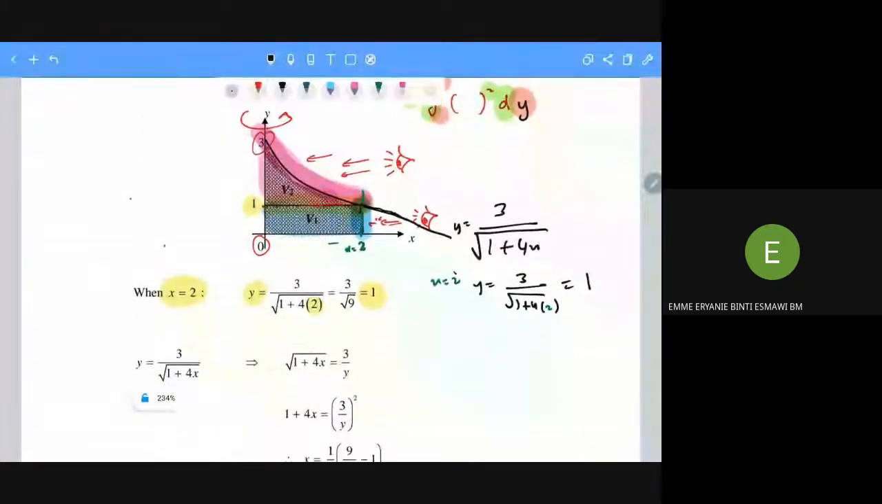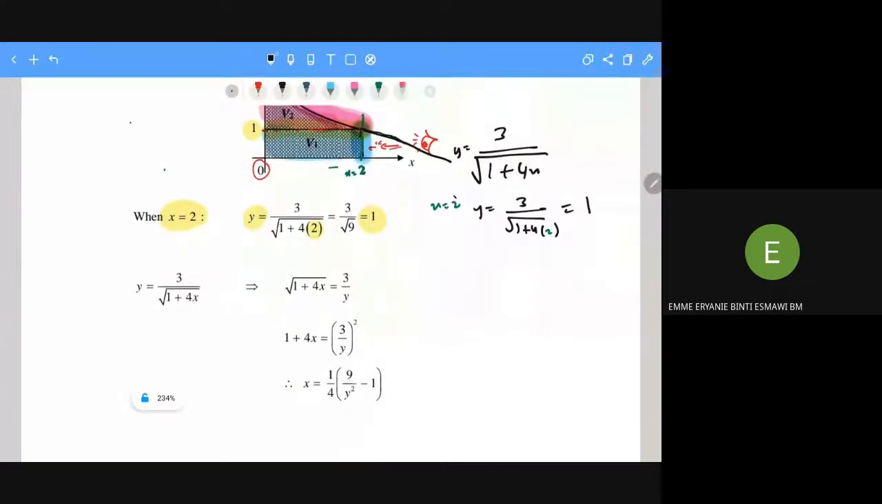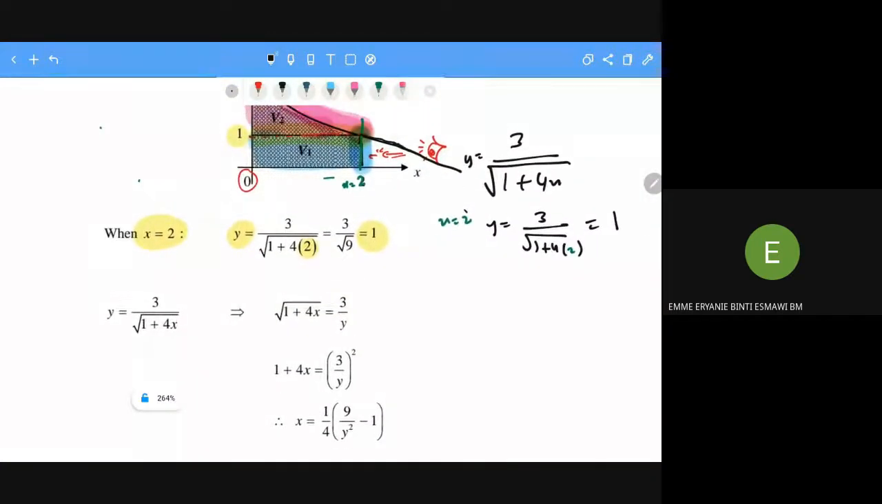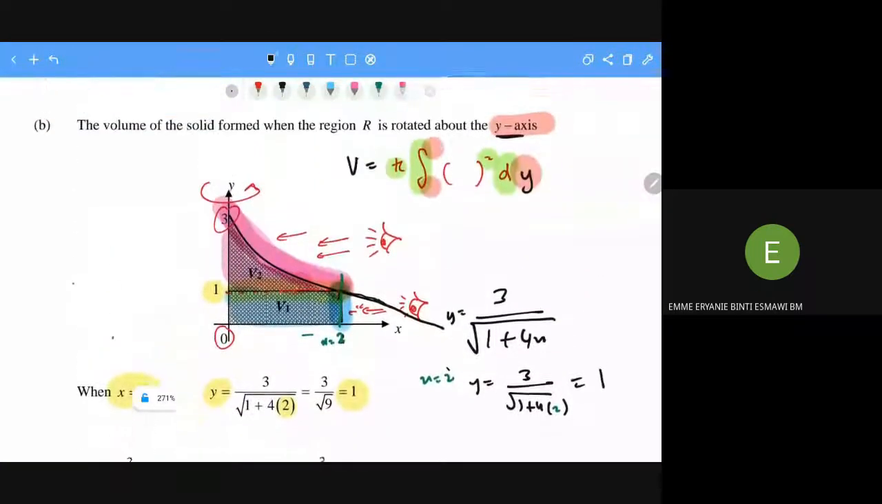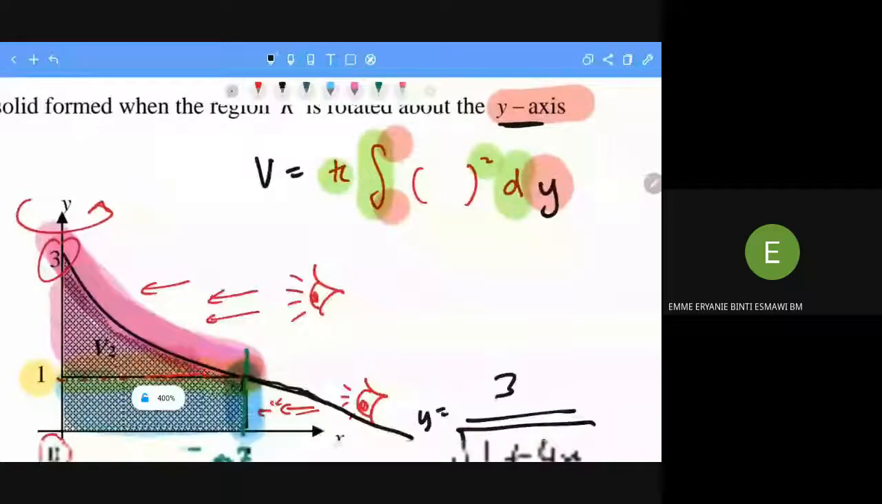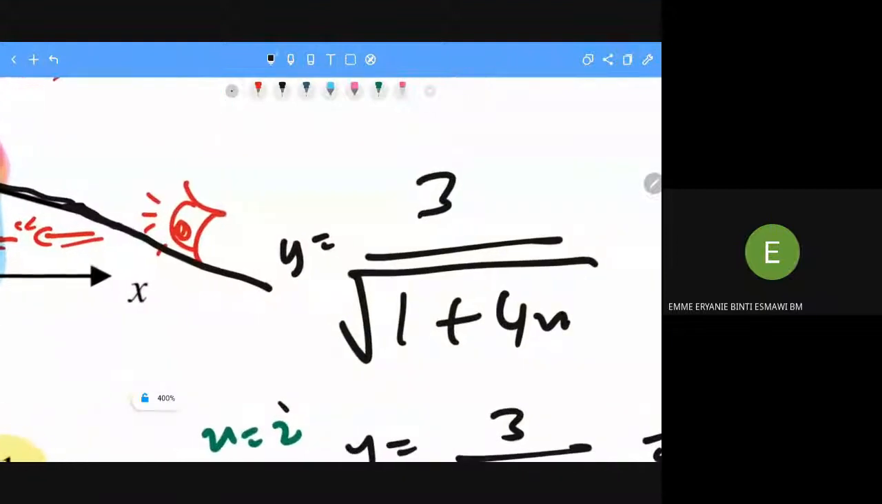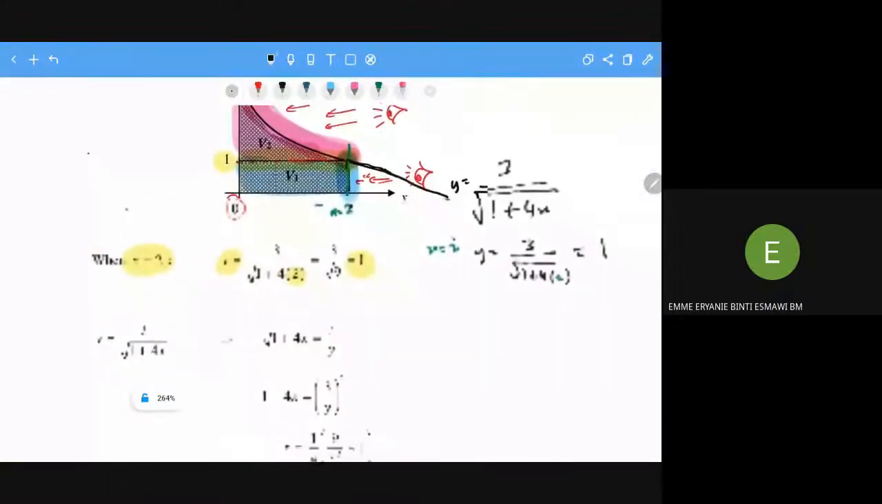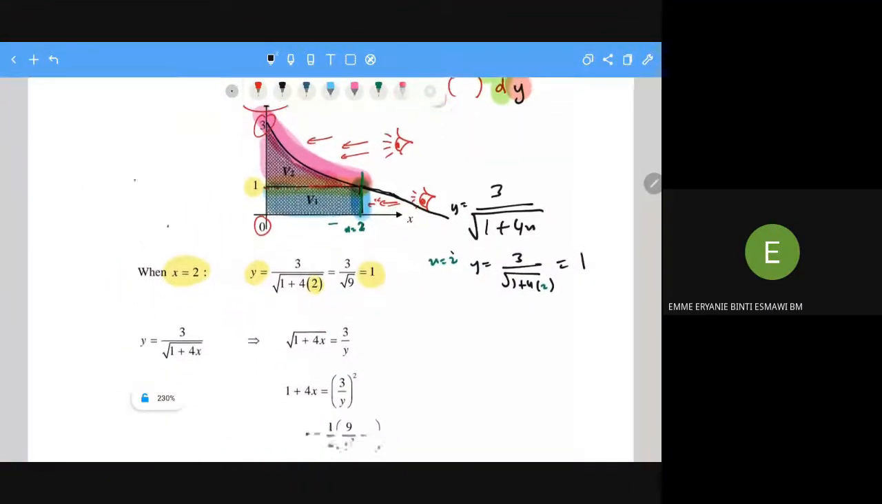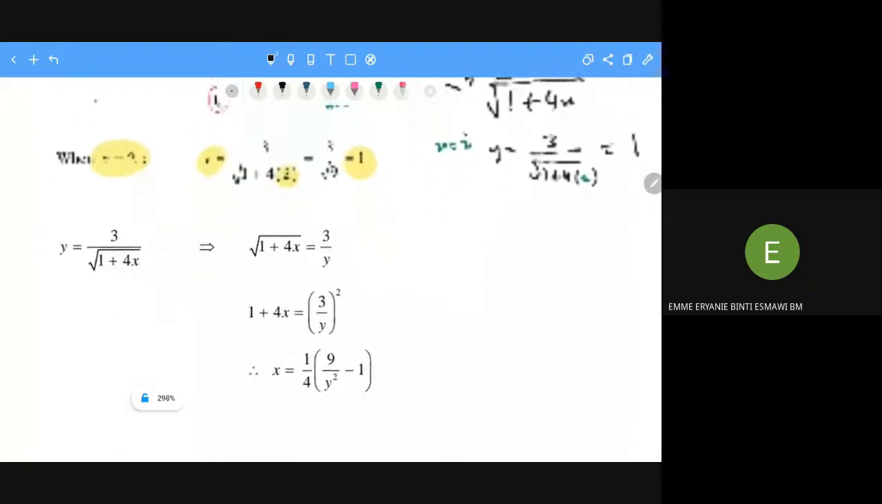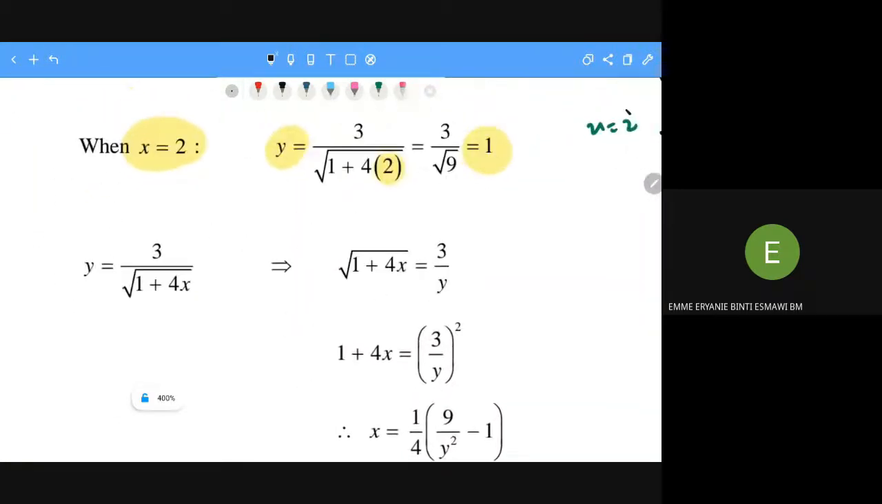Alright, so next what do we do? Okay, next kita tahu that we have to integrate in terms of y. But the equation now here is in terms of x. We don't have any choice but to rearrange that equation until you get x as the subject. So this is how you do it. Okay, macam ni.